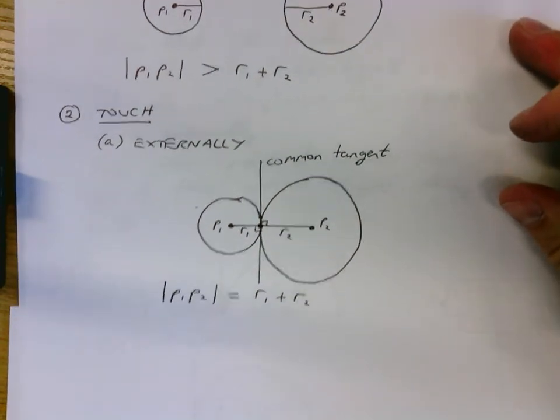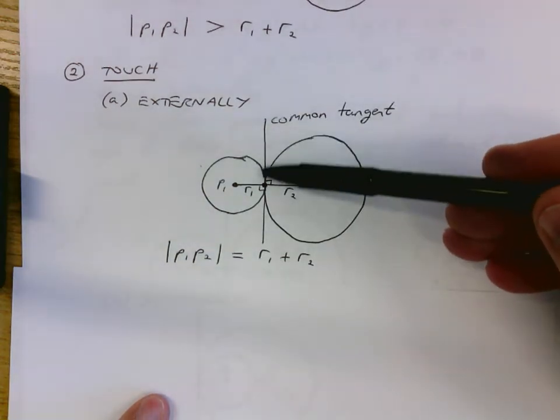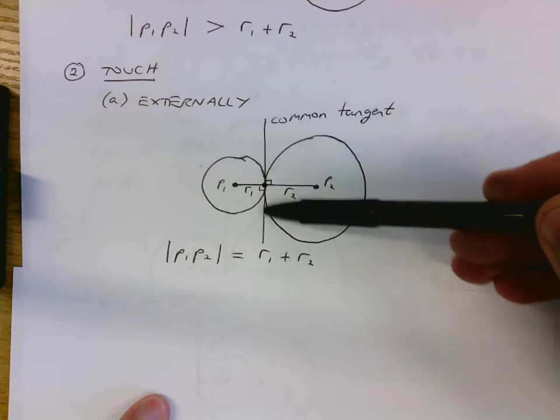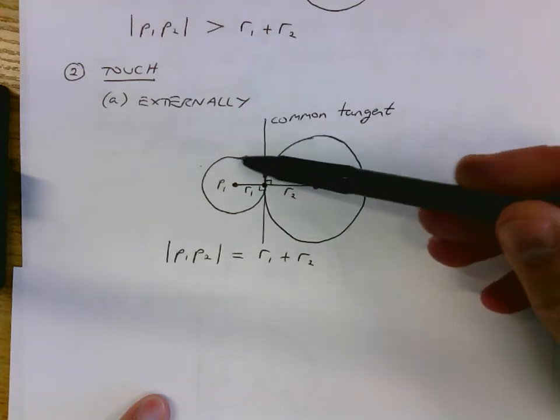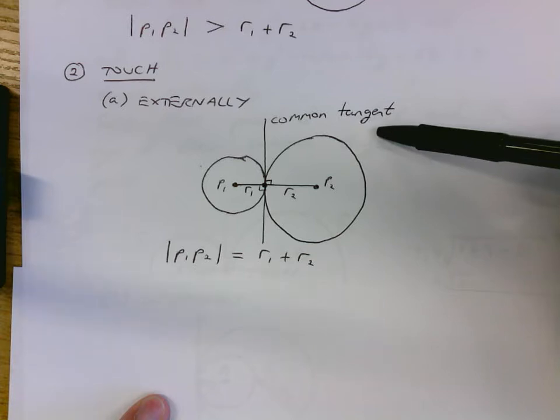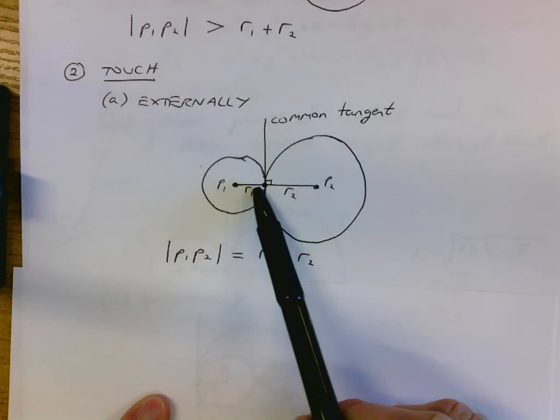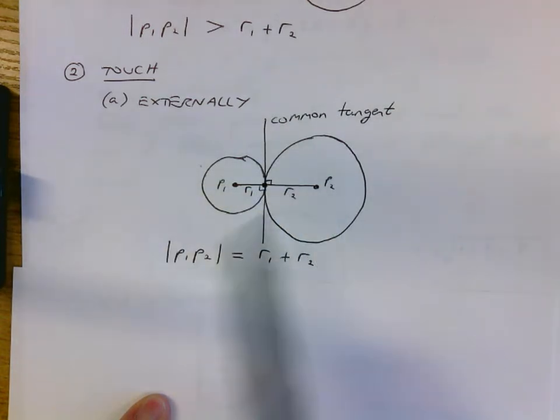What we also know is that if they touch externally like that, there's a tangent that's a tangent to this circle and to this circle, both at the same time. So we call it a common tangent. And it's perpendicular to this radius, it's also perpendicular to this radius. So in other words, it's perpendicular to this line joining the two centres together.